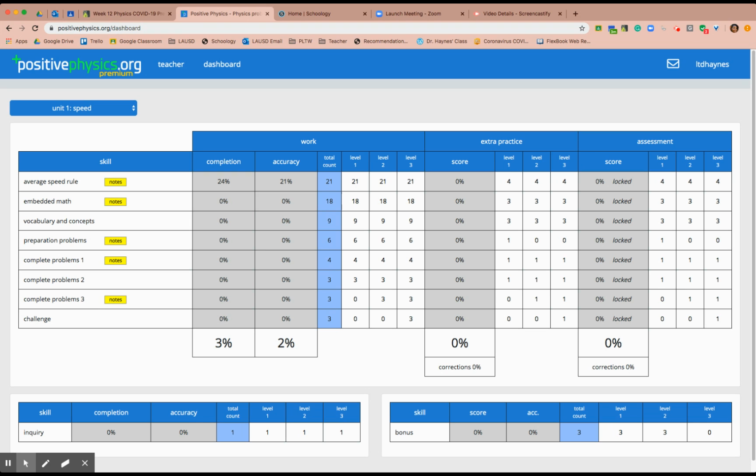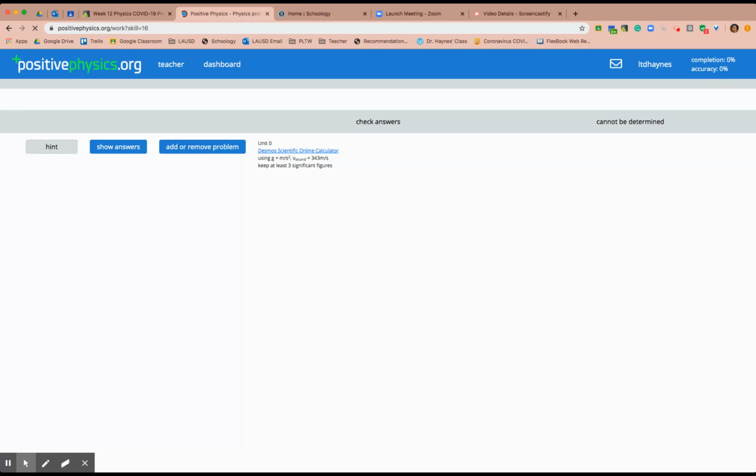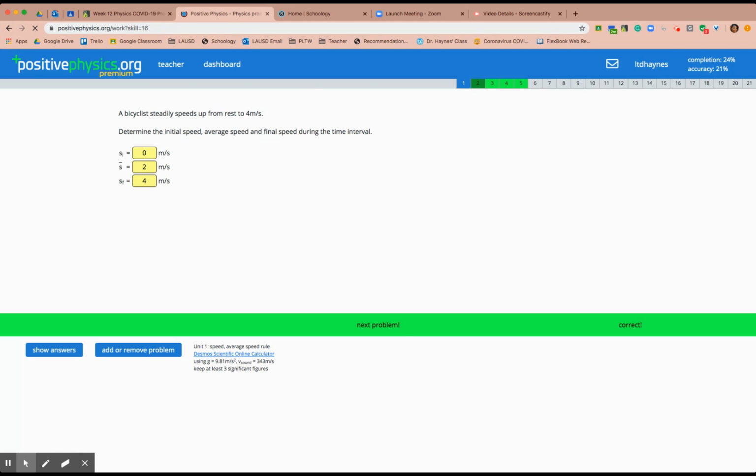So in this work section, I want you to complete the average speed rule, the embedded math, and the vocabulary and concepts. So you see here, I've started the average speed rule, but I've only done 24%. So I need to finish. And it's also going to tell me my accuracy, right? So the way you start it is you click on it and it will start to give you the problems that you need to complete. And so they'll give you problems just like the ones I just showed you in Pear Deck. And you can click on show answers and such.